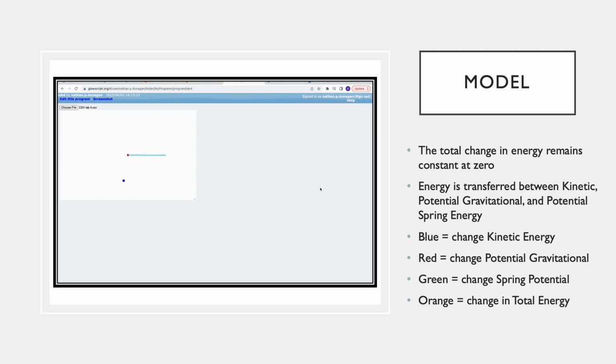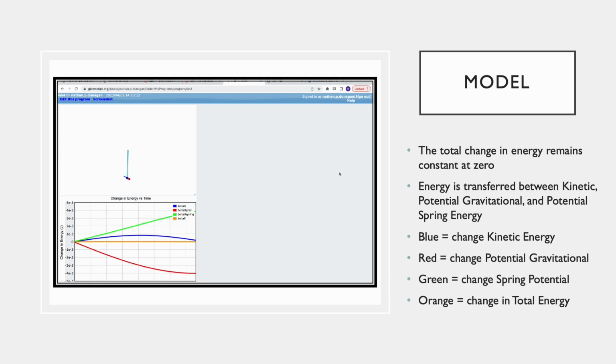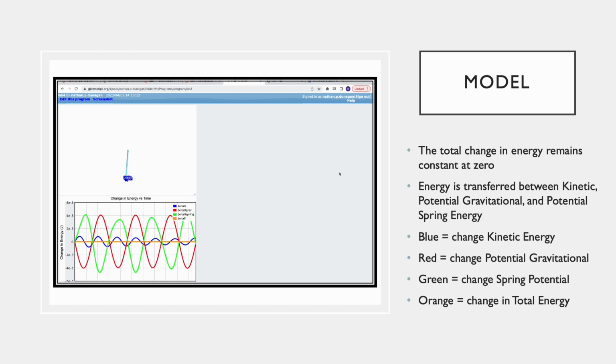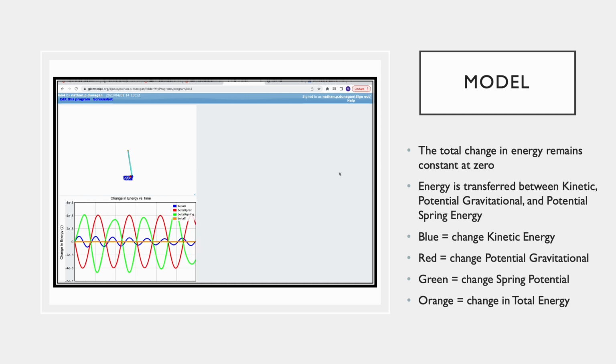And here is my model, which shows that the total change in energy remains constant at zero, and that energy is transferred between kinetic, potential gravitational, and potential spring energy. The blue is the change in kinetic energy, red is change in potential gravitational, green is change in spring potential, and the orange is the change in total energy.